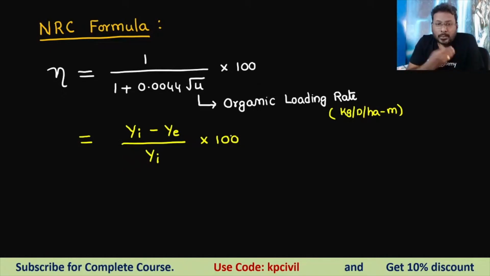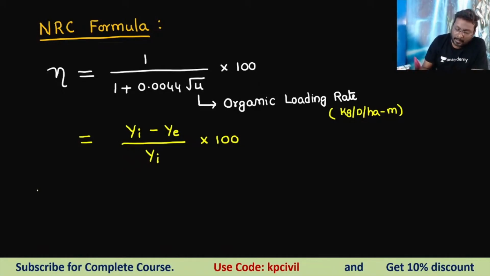By that, they will give three values: influent BOD, effluent BOD, organic loading rate, and you can estimate efficiency. They will give efficiency, organic loading rate, influent BOD, and you can find Ye. So out of the three parameters Ye, Yi, U, two are provided, one is to be determined. That's it. Kg per day per hectare meter. Not hectare, hectare meter. It is volume only, volume in terms of hectare meter is considered.